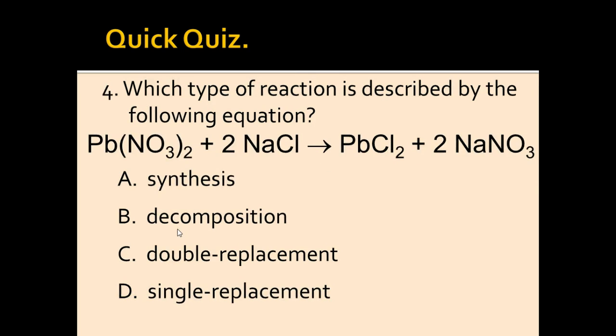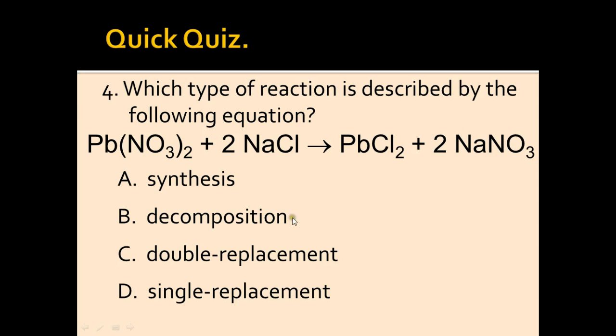And so here we have question 4. Which type of reaction is described by the following equation? So we have lead nitrate, and then we have NaCl, or sodium chloride, and then pretty much the lead switches partners, so it becomes bonded to the Cl here, and the NO3 switches, and so then we have NaNO3. And so here we have two couples, and they pretty much just switch partners.